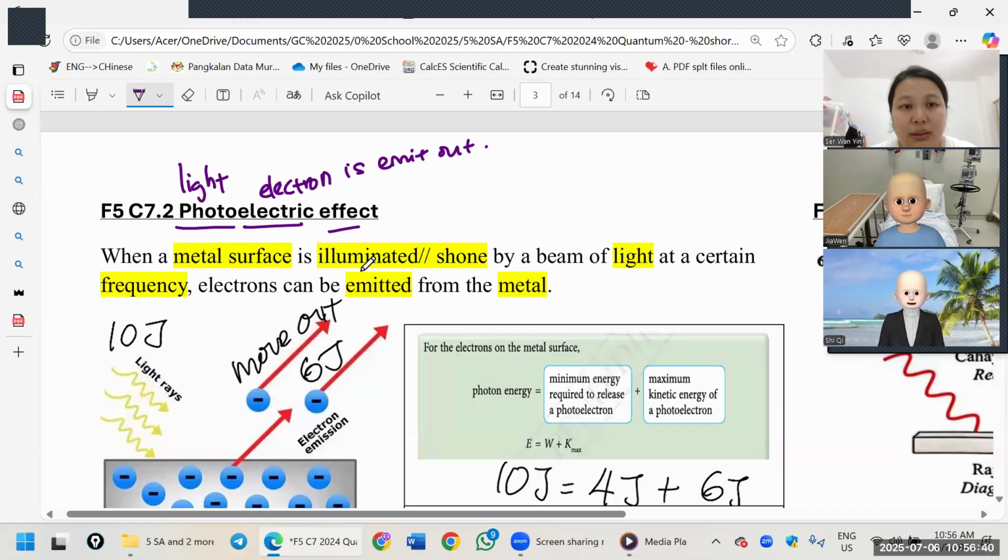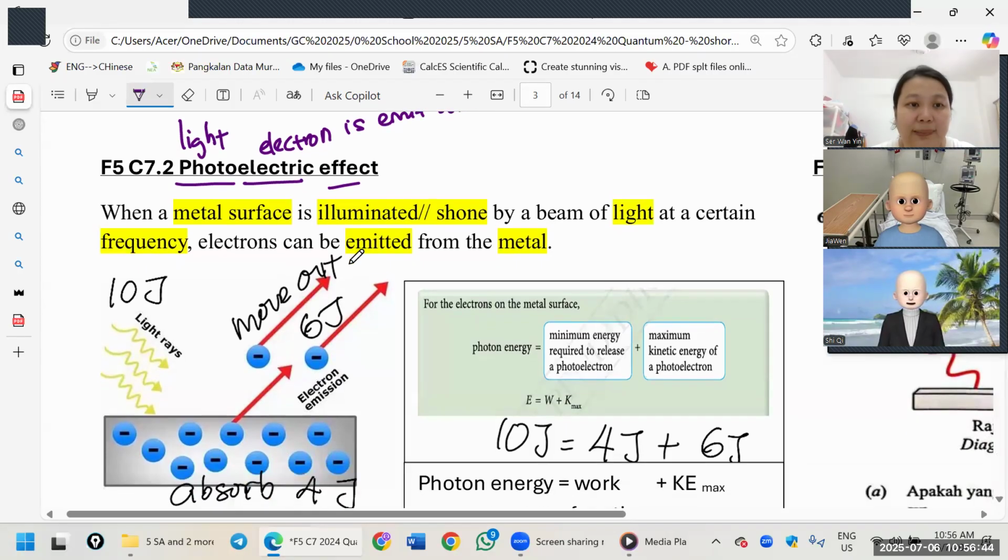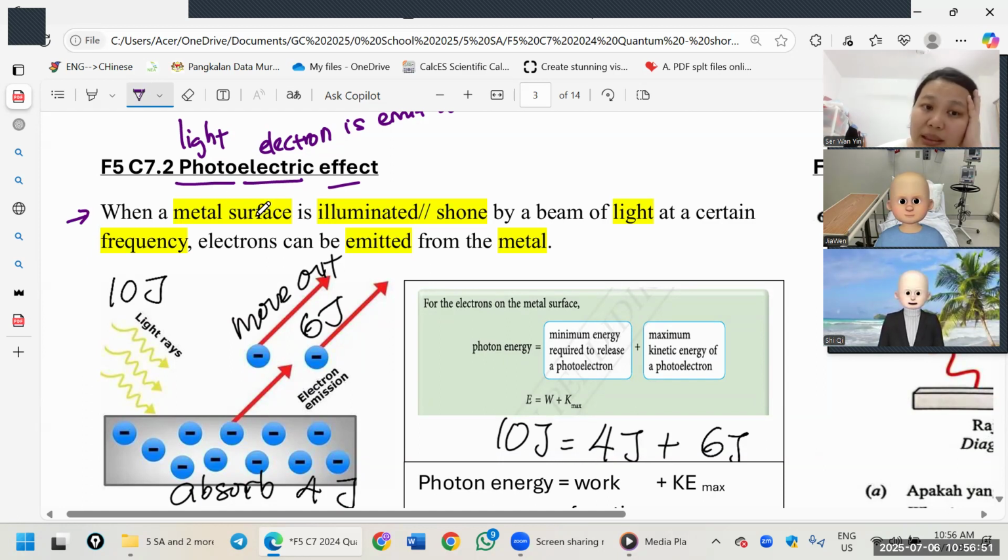Effect means when got light, got current flows. So we read the question, main sentence first. When a metal surface is illuminated, means shone. Means shine lah. You shine a light on a metal surface by light, at certain frequency.